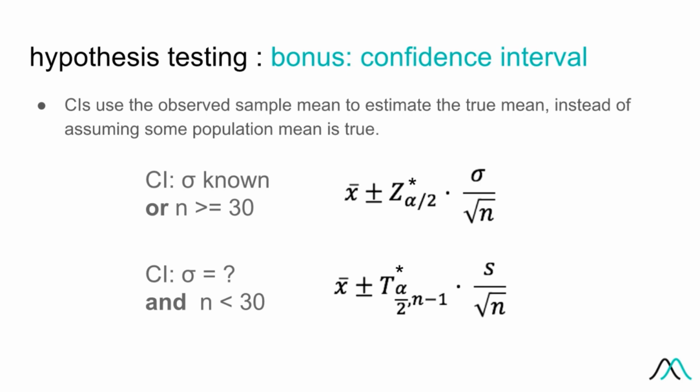But the more confident you wish to be, if you want to be 99.9% confident as opposed to 95, the smaller your alpha will be, and the greater your critical value, and hence the wider the interval must be for you to be that percent confident.